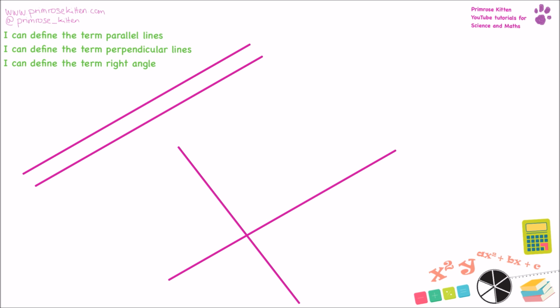Here we have some parallel lines, here we have some perpendicular lines, and a right angle can be indicated if we just draw a little box in the corner there. Parallel lines can be shown by little arrows going like this, and if we look at our equation for a straight line, parallel lines are going to have the same gradient, so m is going to be the same on both of them.